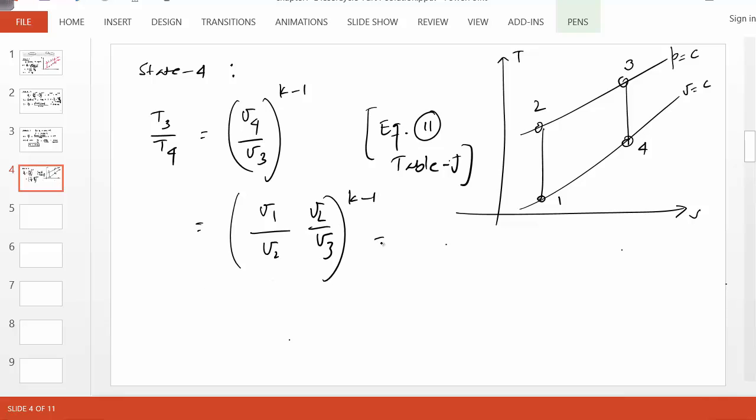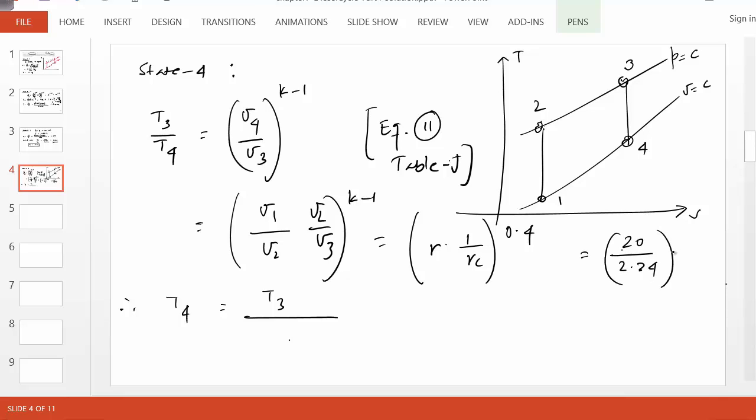So if we introduce a V2 here, it will be V2 over V3 to the K minus 1. And we notice that V1 over V2, this ratio of volumes, is our compression ratio R. And what is V3 over V2? That is the cutoff ratio. So it's 1 over RC to the 0.4. K is 1.4, minus 1 is 0.4. So therefore, T4 is T3 divided by R over RC to the 0.4. R is 20. Okay, this is 20 divided by 2.34 to the 0.4.